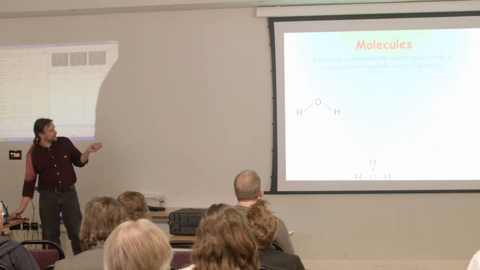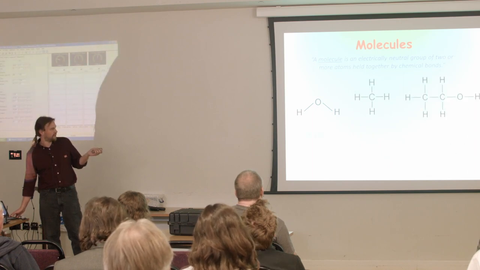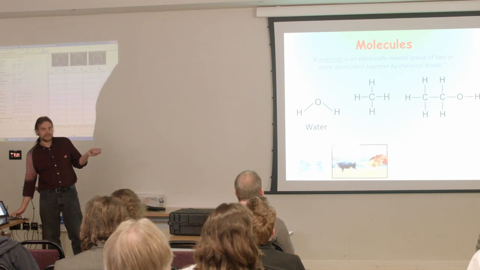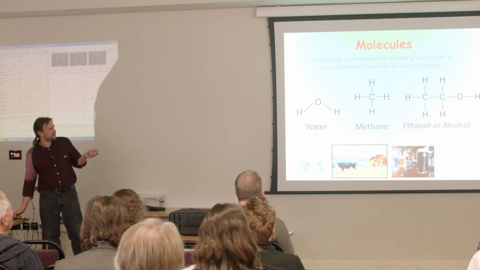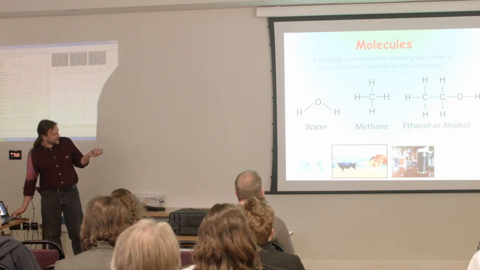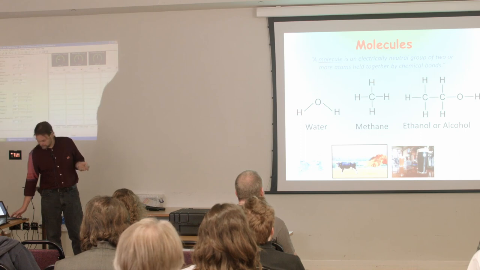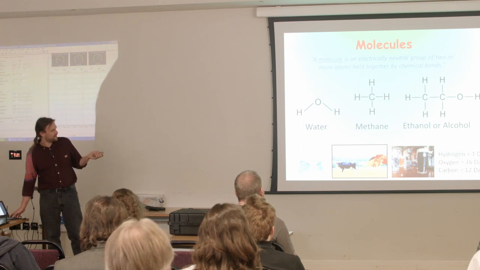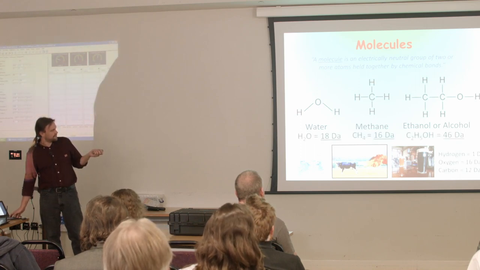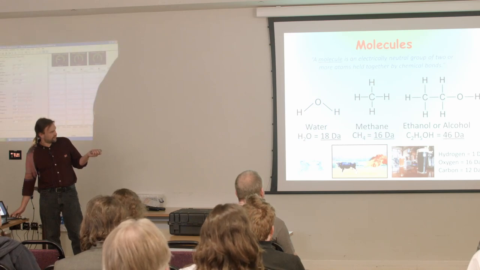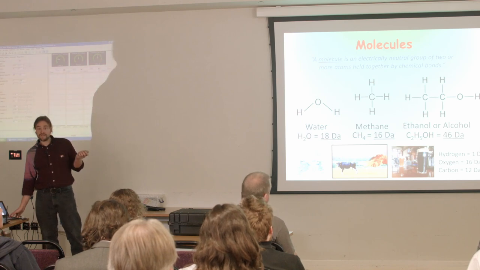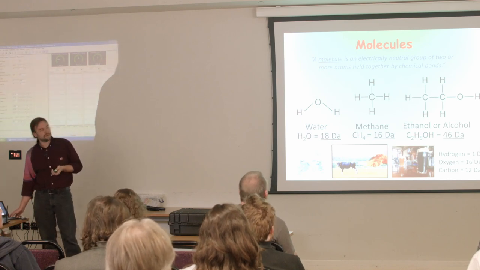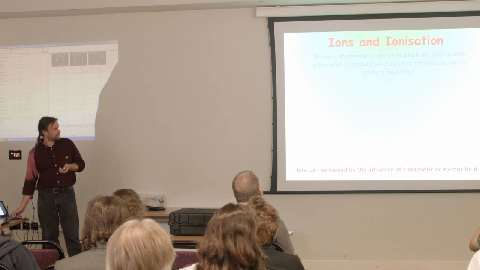Right, so here's some molecules. So do you know what the first one is? That's water. Second one, methane. Third one, alcohol. So in order to determine the mass, well, we can just basically add them up. So if I give you the masses here, the water weighs 18, the methane weighs 16, and the alcohol, if we add up all the carbon, hydrogen, oxygen, comes to 46. So if we put these in a mass spectrometer, we should be able to determine the mass of those molecules.